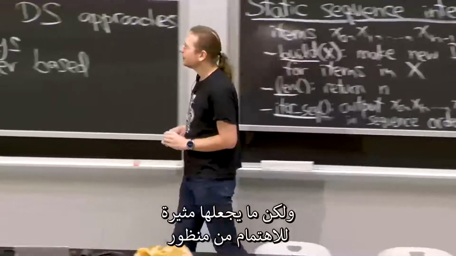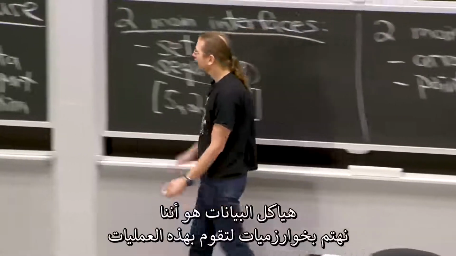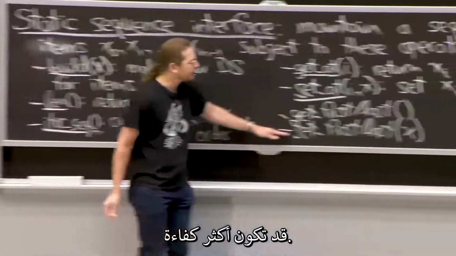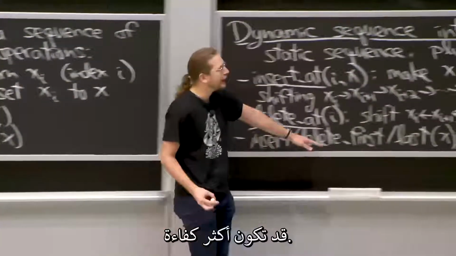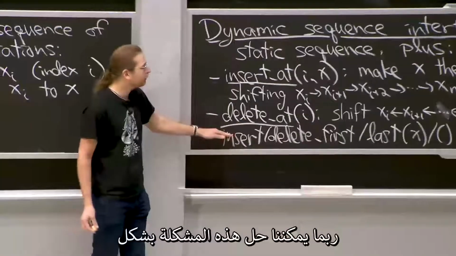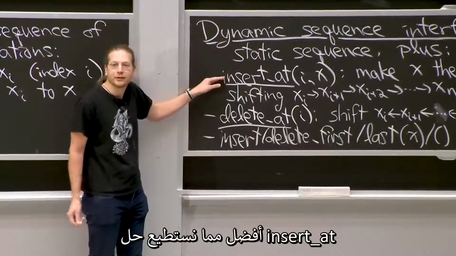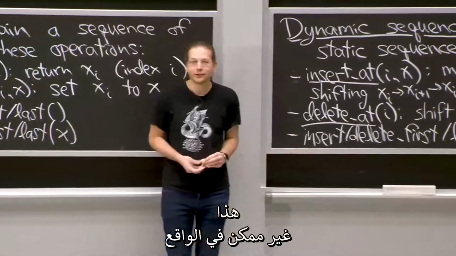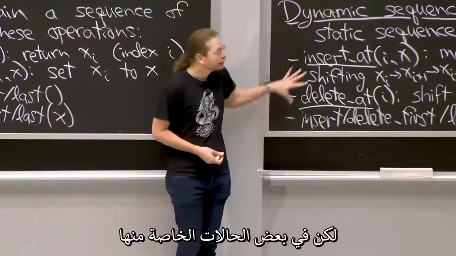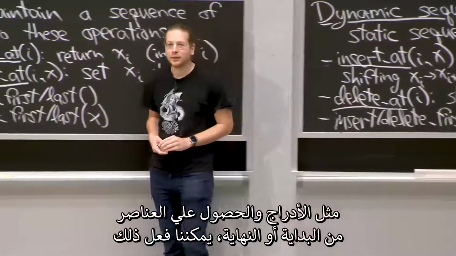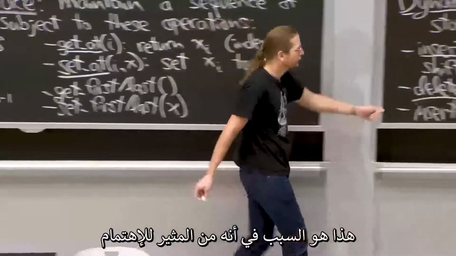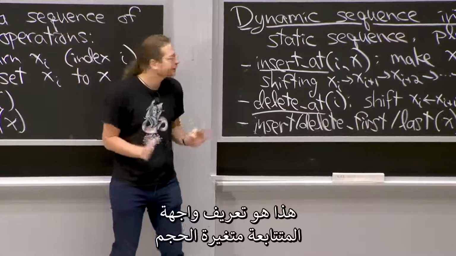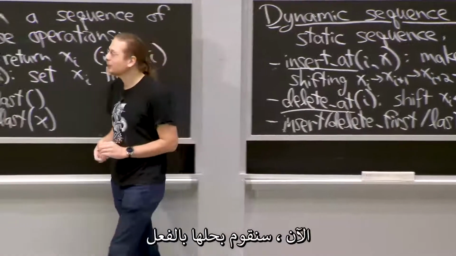But what makes it interesting from a data structures perspective is that we care about algorithms for supporting these operations, and maybe the algorithm for supporting get first or set first, or in particular insert first or insert last, might be more efficient. Maybe we can solve this problem better than we can solve insert at. While ideally we could solve the entire dynamic sequence interface in constant time per operation, that's not actually possible. You can prove that. But special cases where we're just inserting and deleting from the ends, we can do that. And so that's why it's interesting to introduce special cases that we care about. Cool. That's the definition of the dynamic sequence interface. Now we're going to actually solve it.